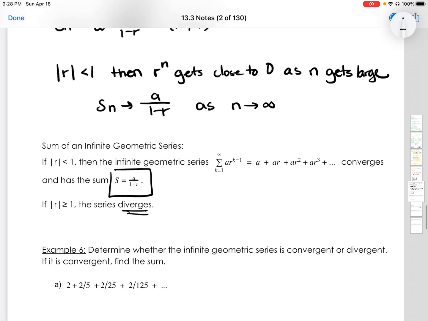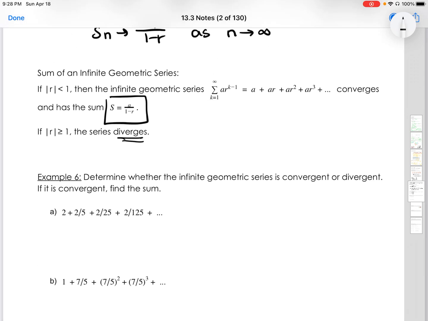Let's determine whether the infinite geometric series is convergent or divergent. The first thing we need to determine is what r is, and then whether the absolute value of it is less than 1, or greater than or equal to 1. So let's find a and let's find r here.